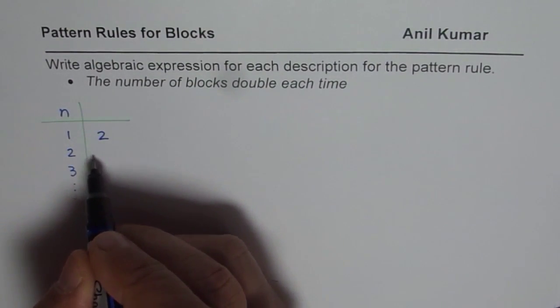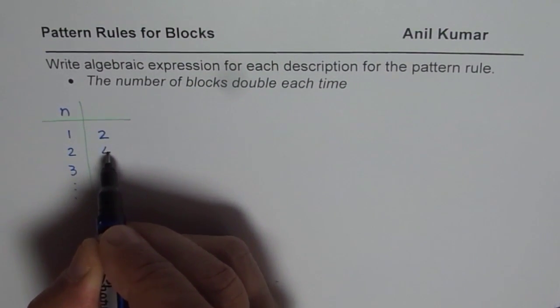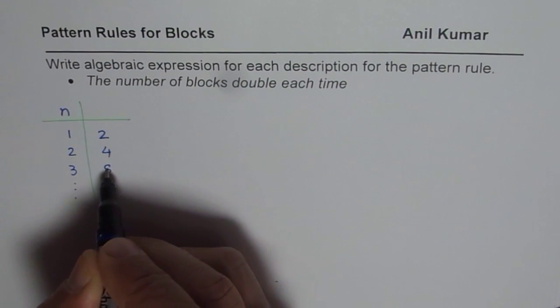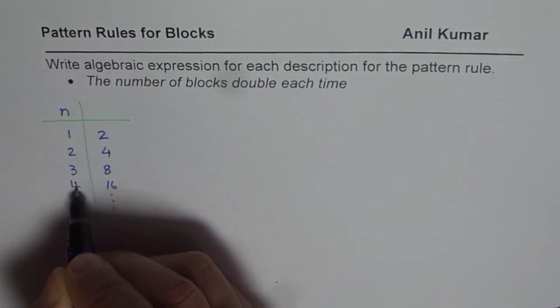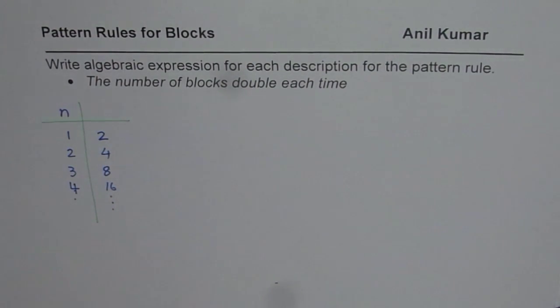Now what is double of 2? Double of 2 is 4. What is double of 4? It is 8, and then 16, and so on. Let me write 4 also. Okay, and so on. So that is what doubling is. Now, from this, can you write the pattern rule?